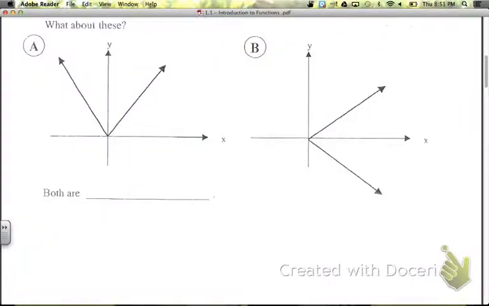Now let's look at the next two examples. Are these functions? We know that both of these are relations because if it's a function or not a function, it is still a relation. So both are relations. By definition, we can define what a relation is. A relation is simply a set of ordered pairs.